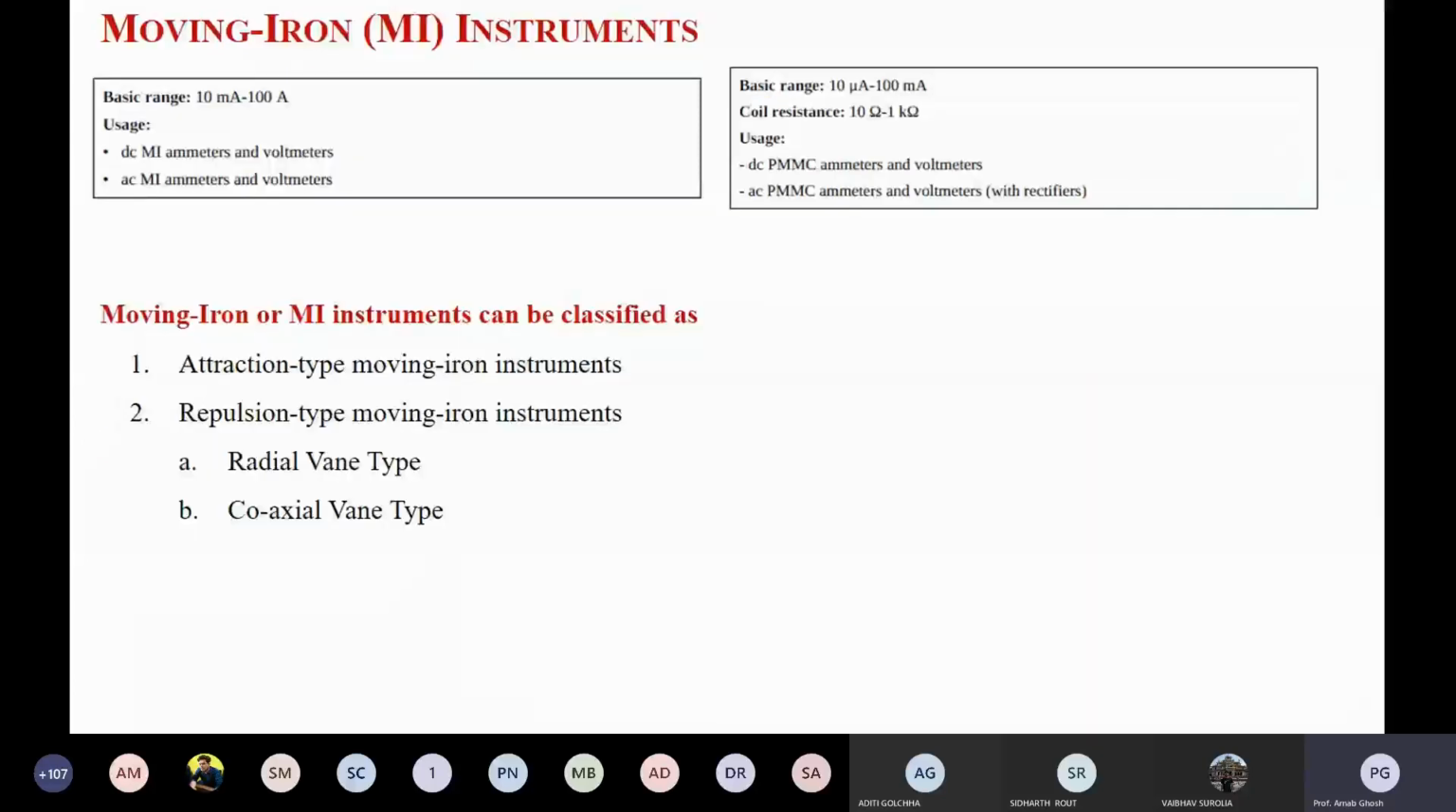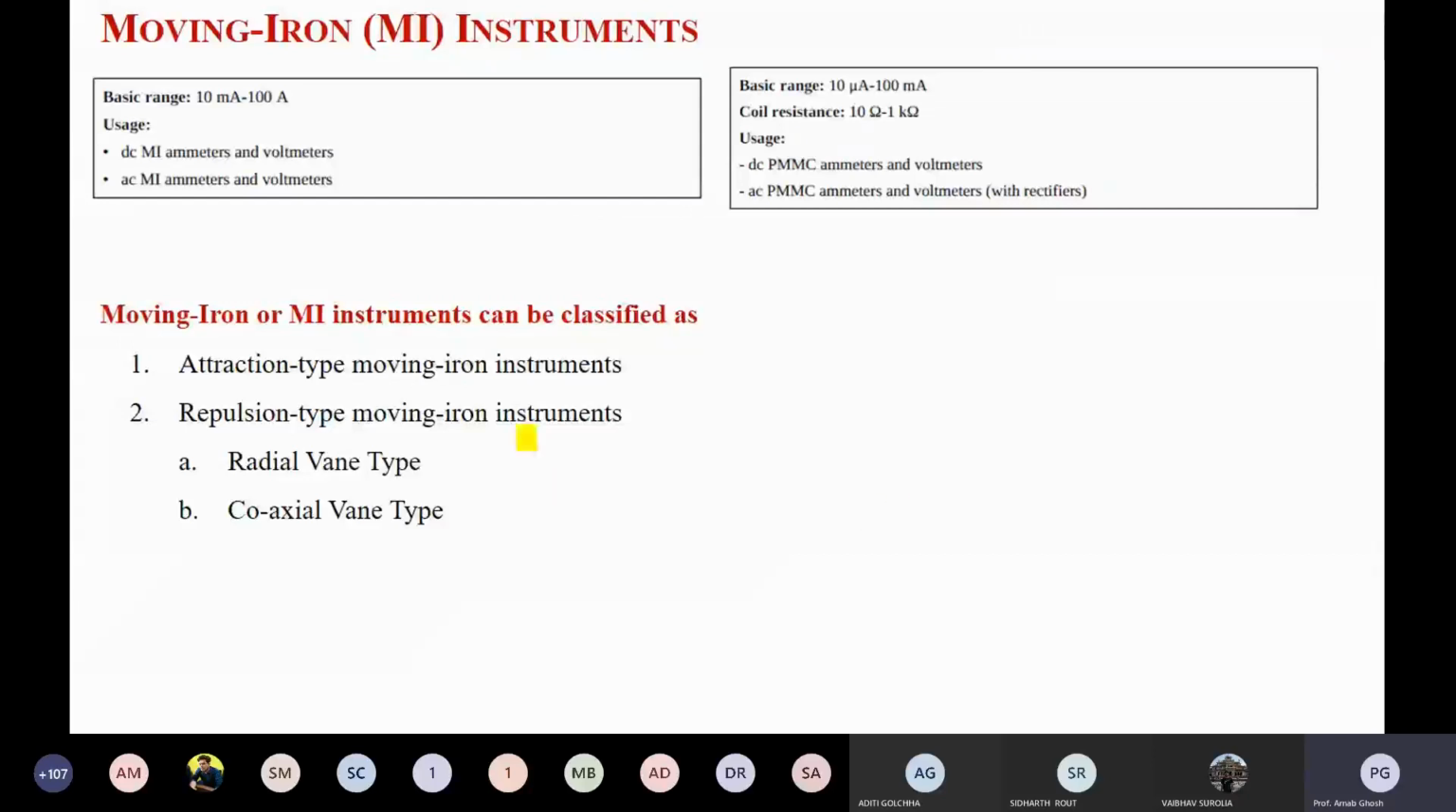Now we are going to start moving iron instruments. In case of moving iron instruments, what are they normally used for? It is used for measurement of AC.